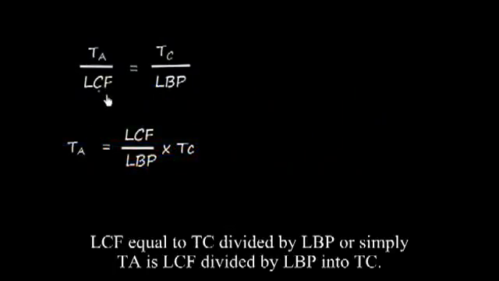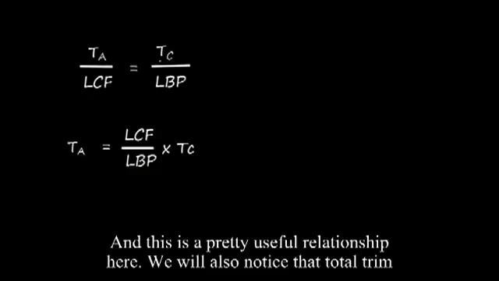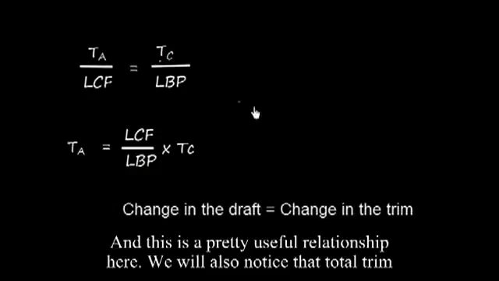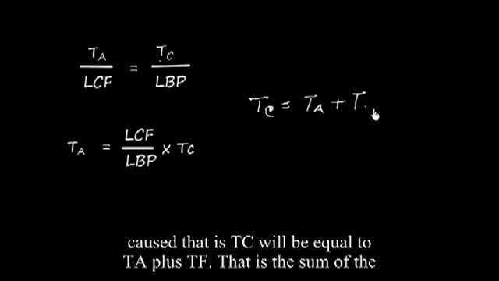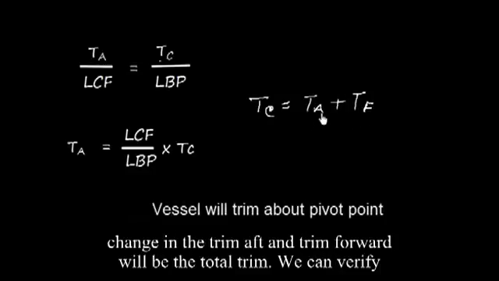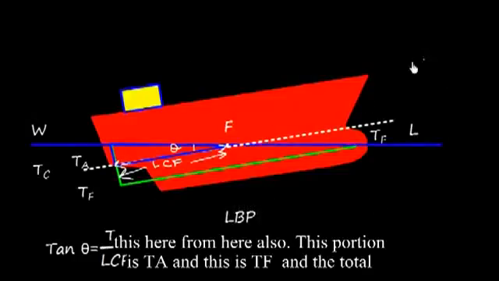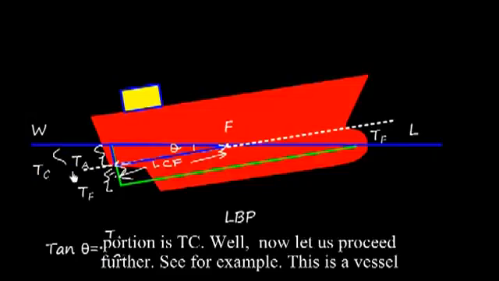So we have this relationship where TA divided by LCF is equal to TC divided by LBP, or simply TA is LCF divided by LBP into TC, and this is a pretty useful relationship here. We will also notice that total trim cost, that is TC, will be equal to TA plus TF. That is the sum of the change in the trim aft and trim forward will be the total trim. We can verify this from here also. This portion is TF and this is TA, and this total portion is TC.